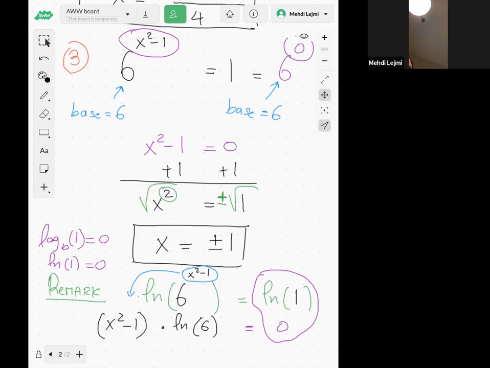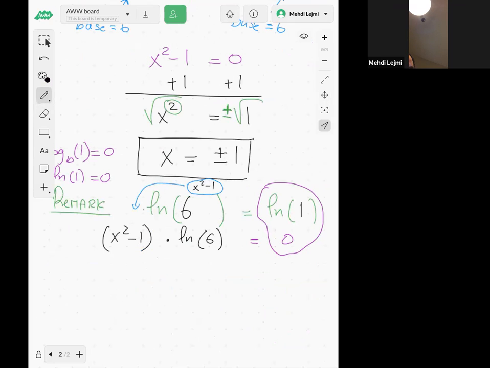So what we are saying is we have x squared minus 1 times the natural log of 6 equal to 0, right? So you have the product of two factors equal to 0. So either x squared minus 1 is 0, or the natural log of 6 is 0. But natural log of 6 cannot be 0. I mean, it's some decimal, some positive number. If you check with the calculator, this natural log of 6 is just some number which is not 0.